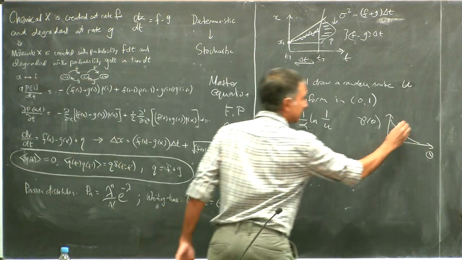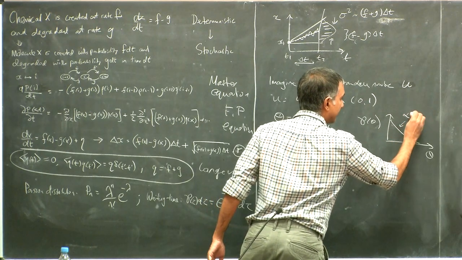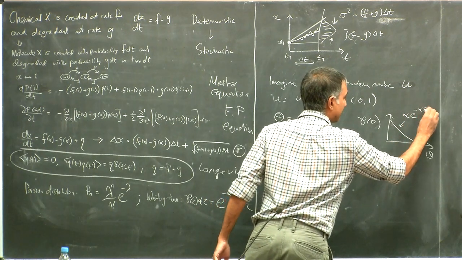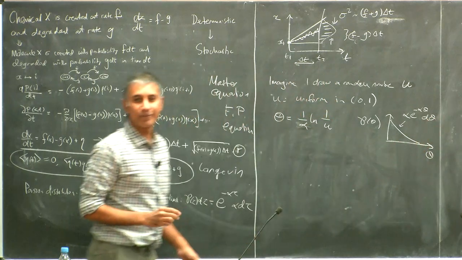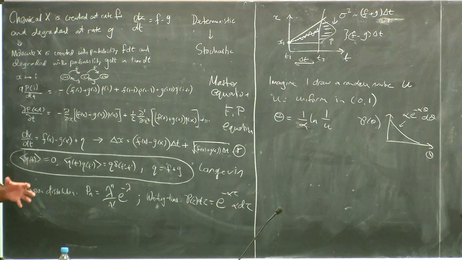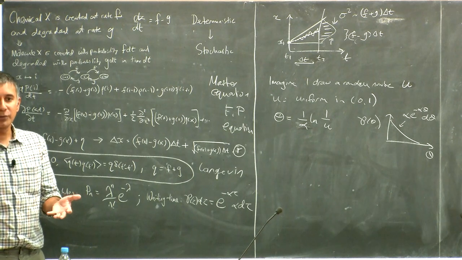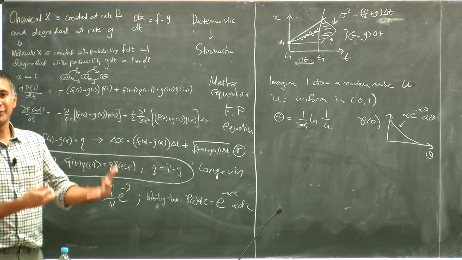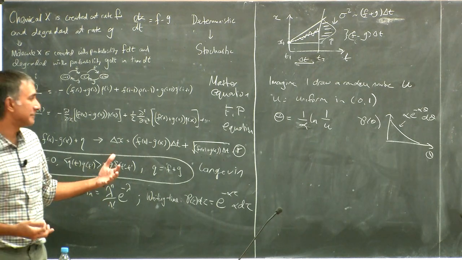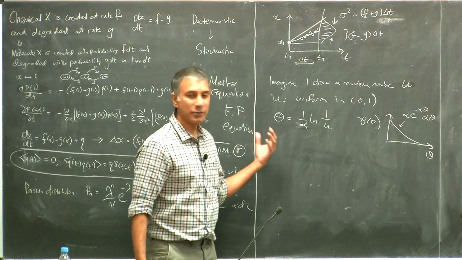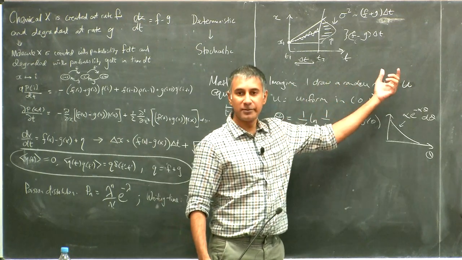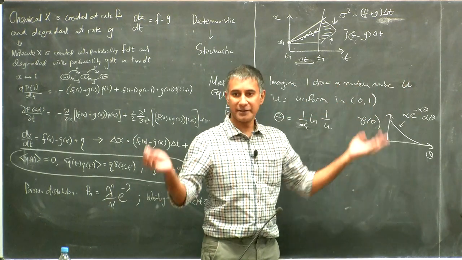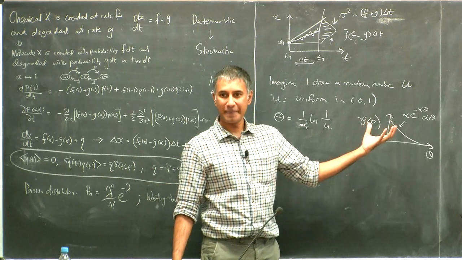P of theta is exactly alpha e to the minus alpha theta d theta. And the way to check this is the same trick: you use a cumulative probability distribution to convert a uniform random number into a non-uniform random number. That's all I've done. We discussed this on the first day. It's a way to convert a simple variable u into a variable theta that has a different distribution. Are there any questions about this?